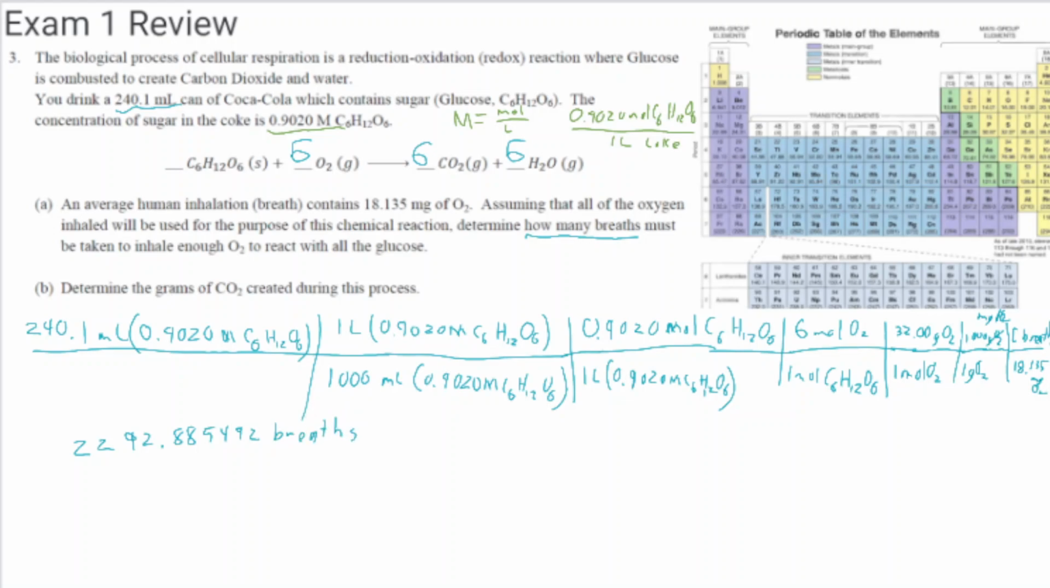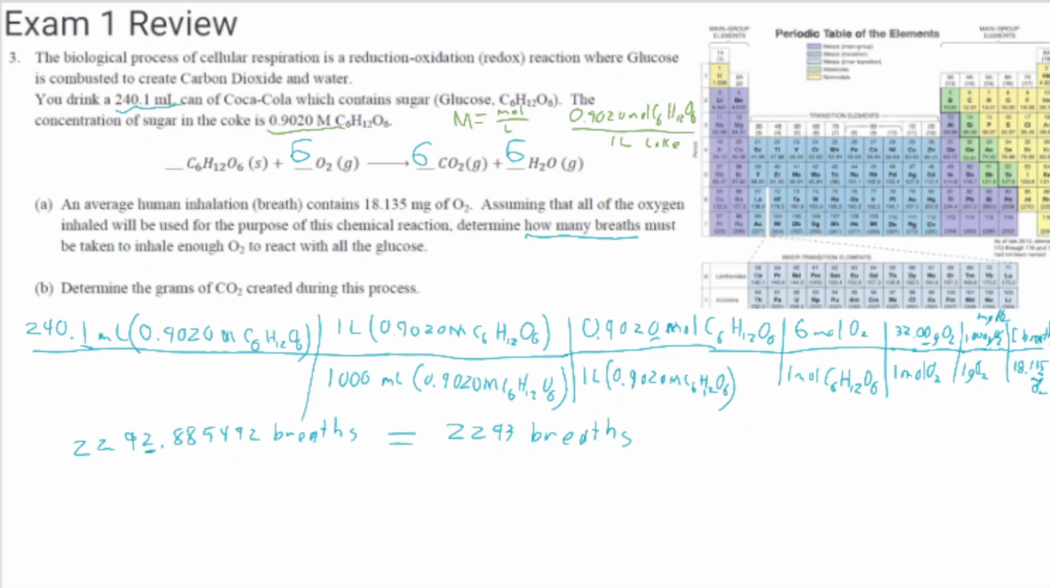Now we want to look at significant figures. For the first number, we have 4. For the concentration, we have 4. The 0.9020 are significant. For the molar mass of oxygen, we have 4. And then for the breath conversion we were given, that would be 5. So we're going to be limited to 4 significant figures. So we're good down to the ones digit. And so this is going to be equal to 2,293 breaths to get enough oxygen.